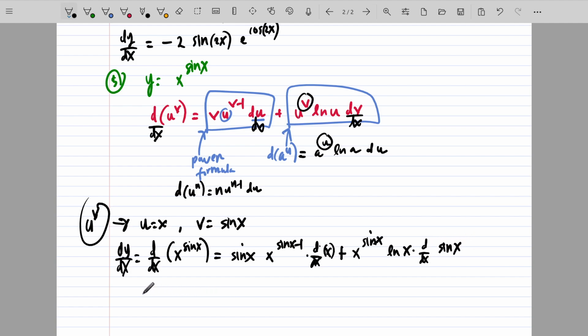So, simplifying, syempre. Ayan, sin of x, x raised to sin of x minus 1. Derivative ng x with respect to x is 1. So, kaya ito mo siya ilagay. Then, plus copy. Ayan. Tapos, ito naman, x raised to sin x, ln x, and then sin of x.